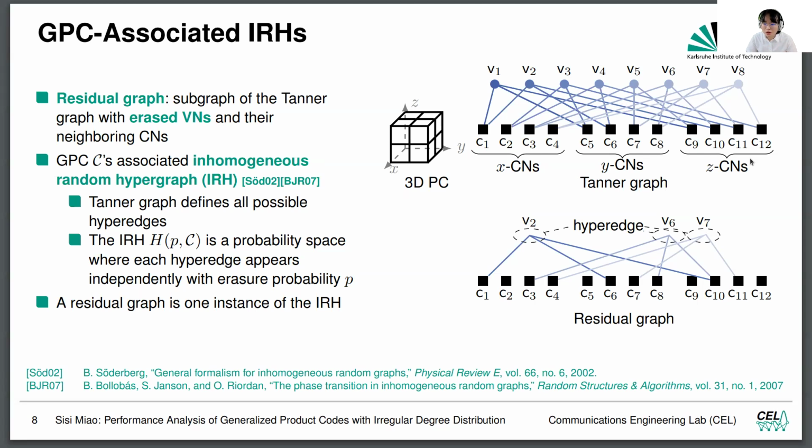And in a residual graph, we want to only look at the bits that are erased. So we only keep the ones that are erased. So it's a bit counterintuitive. That's why they are called residual graphs. Then you can imagine if the residual graph is empty, then we have succeeded with decoding. There's no erasure anymore. And then we look at all the possible residual graphs as a result of the randomness of the channel. Then this is essentially a random graph model, random hypergraph model, okay?